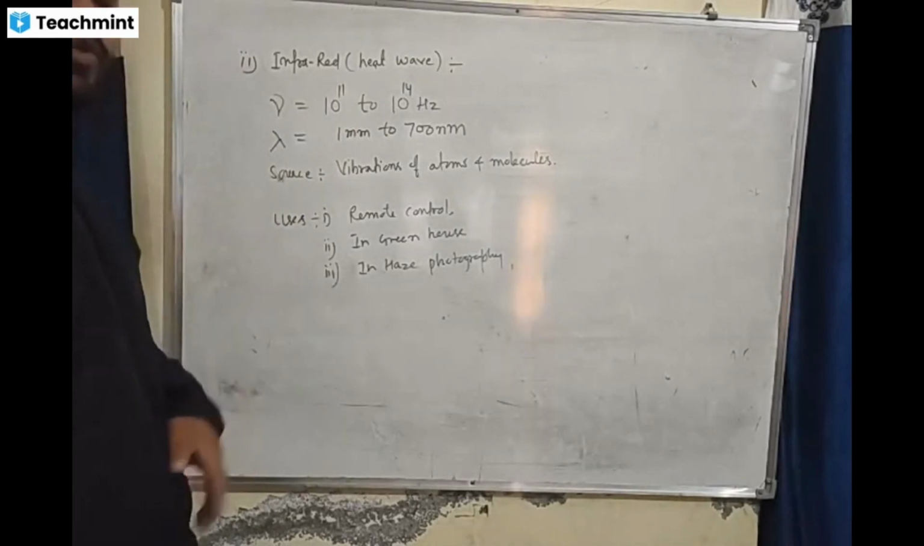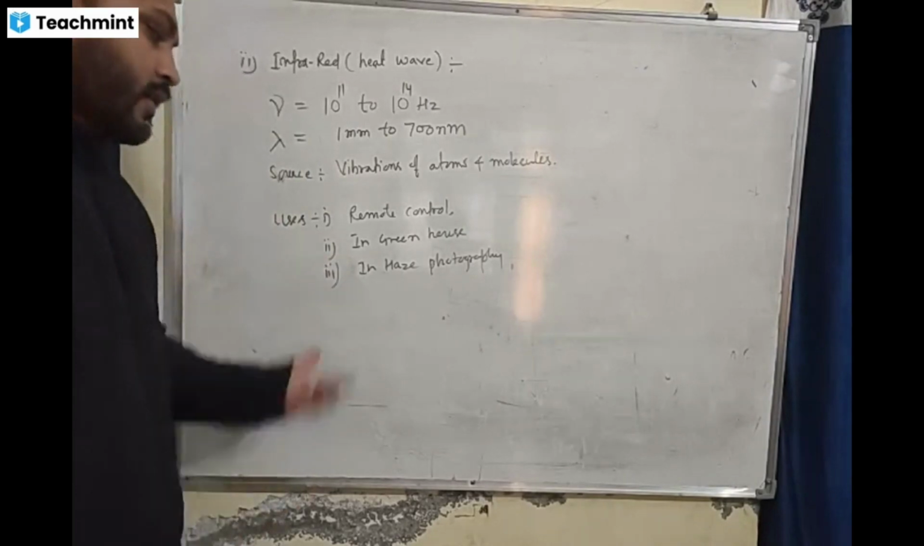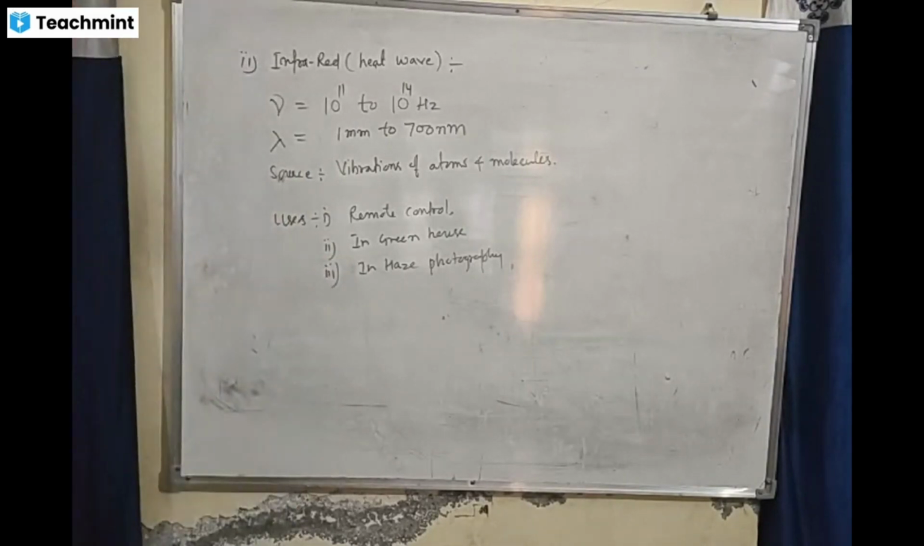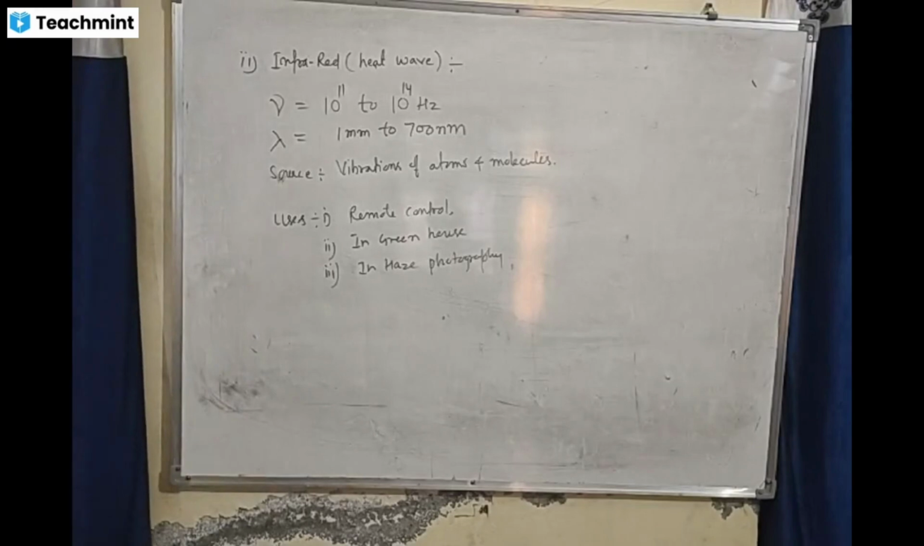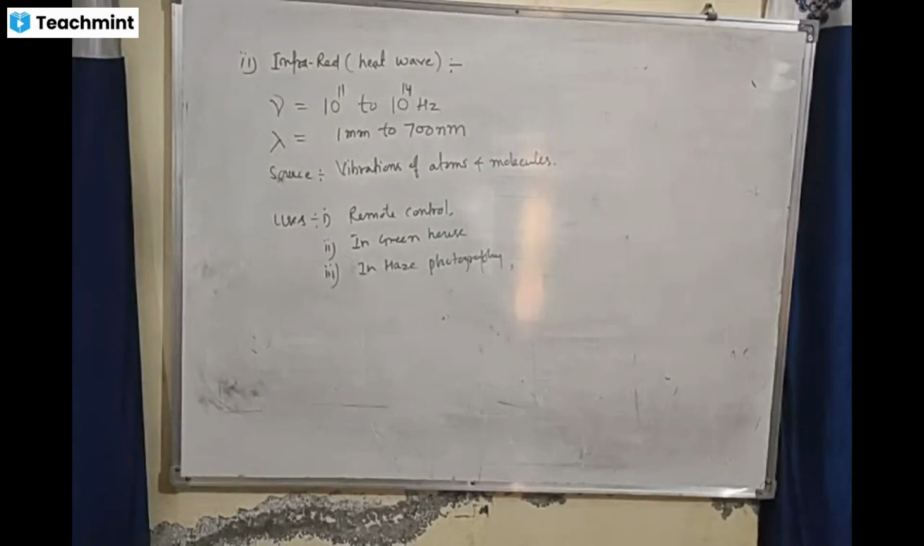If you are talking about the uses, they are remote controls, greenhouses, or haze photography. There are many other uses also, in the treatment of muscular complaints, in reading secret writing and the ancient walls, and also it is used to study the molecular structure.